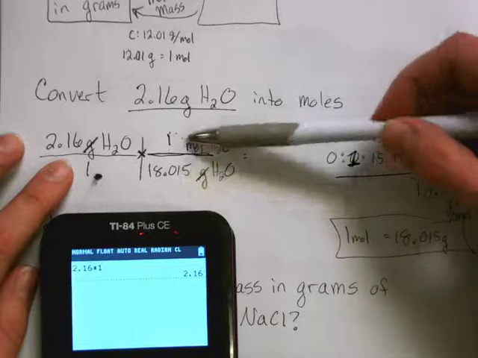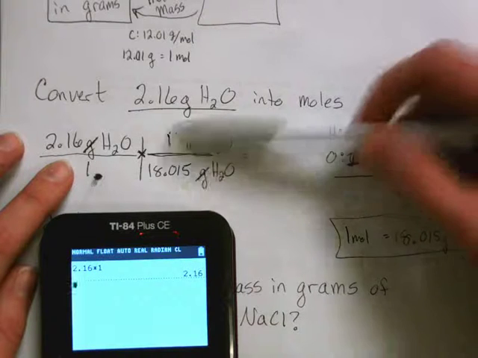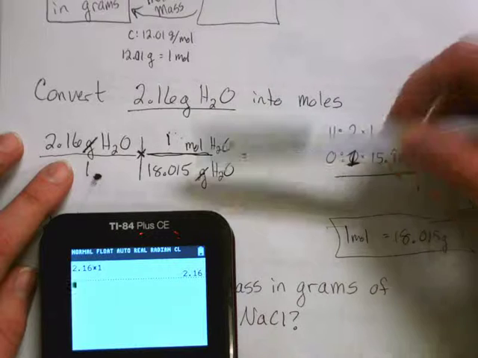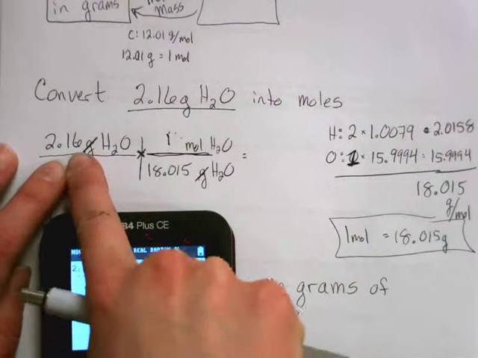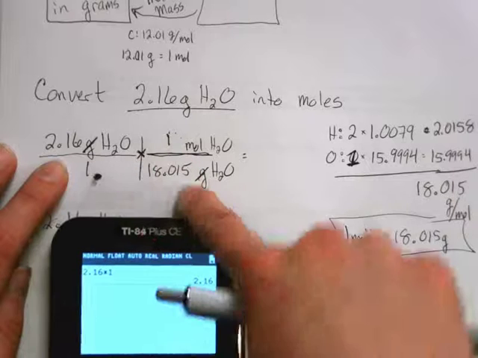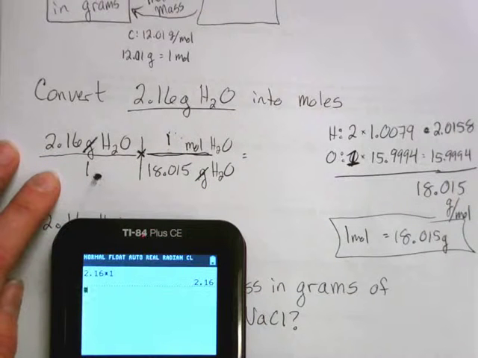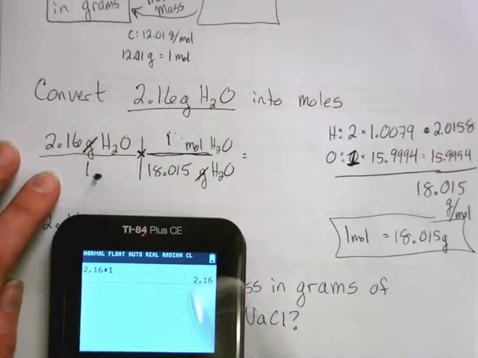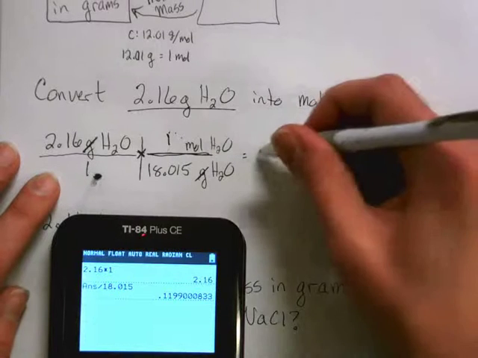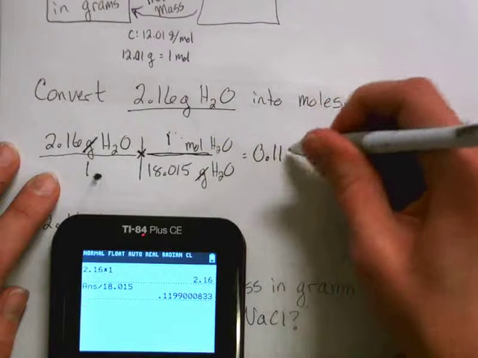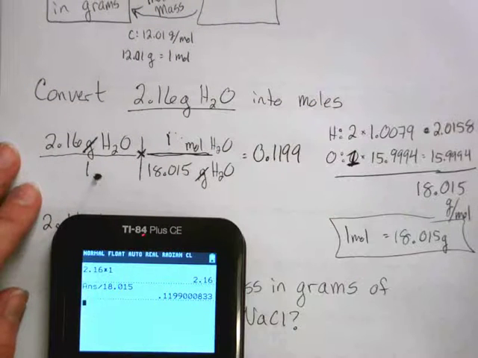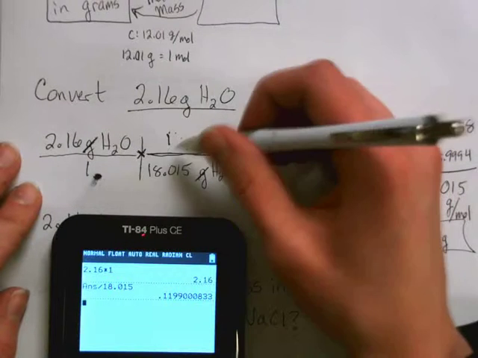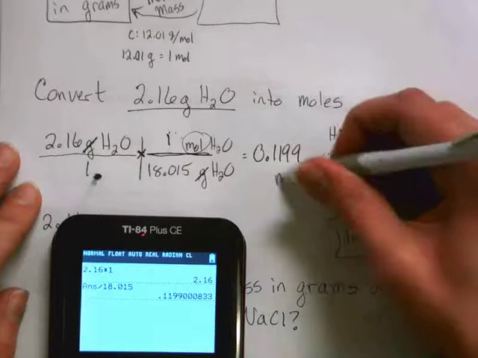Then I have this 18.015 that goes down. It's on the bottom of my fraction here, bottom of my conversion factor. I need to take my 2.16 times 1, divided by 18.015. Well, I know my 2.16 times 1 is already 2.16. I need to now divide that by my 18.015. That gives me 0.1199. That's my answer.